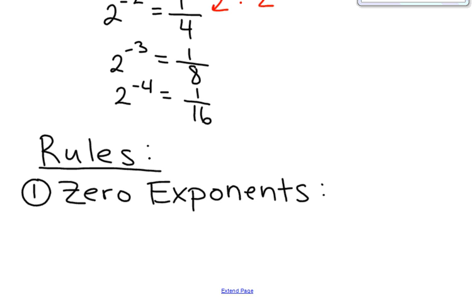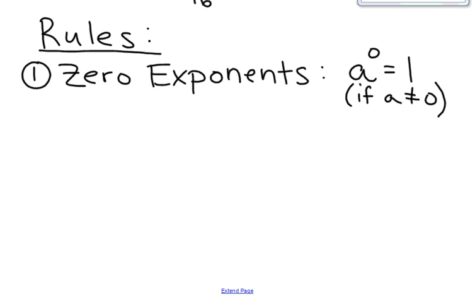And we're going to introduce this letter A. We're going to say A is some constant. It's some number. It could be 2, it could be 100, anything. So anything to the 0 power is 1, as long as A is not 0. If A was 0, 0 to the 0 power gets really weird, and we're not going to even go there. So anything but 0 to the 0 power is going to be 1.